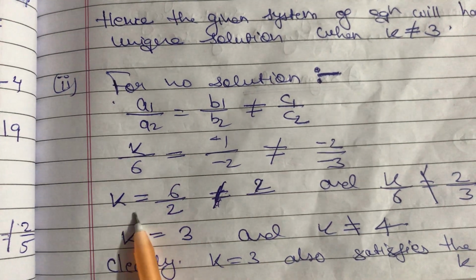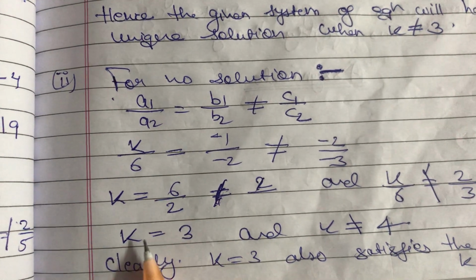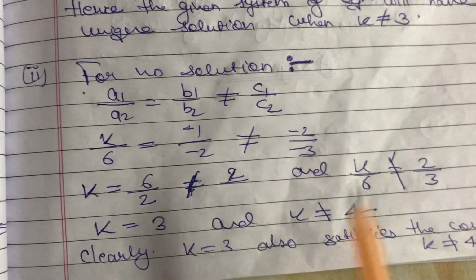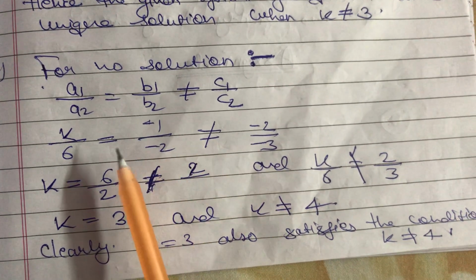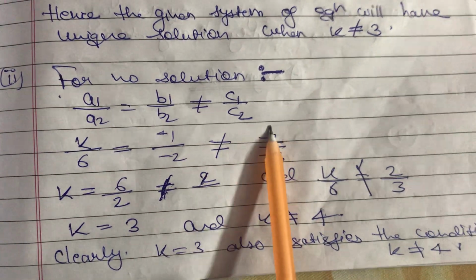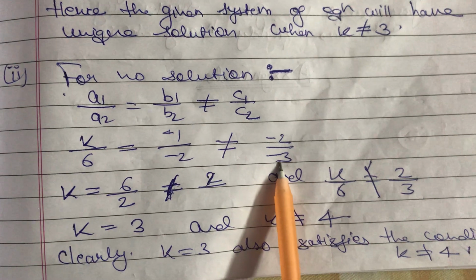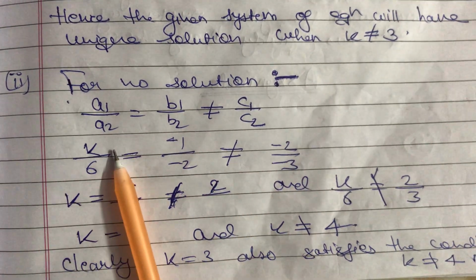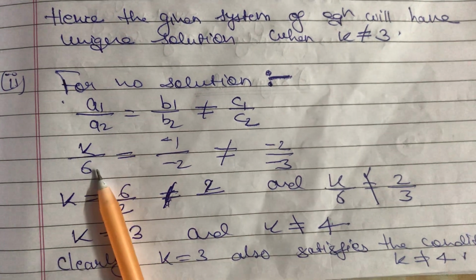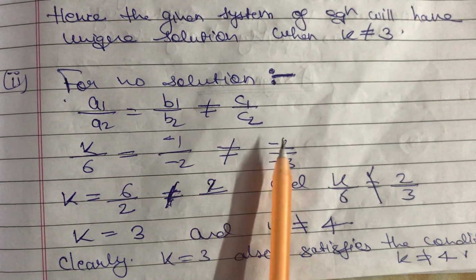From there I can get the value of k equals 6 by 2, which is k equals 3. This is my condition number 1. The second part is, I can say that k by 6 is not equal to minus 2 by 3. Minus minus will cancel out, so this is also not equal to this. So I can say that k by 6 is not equal to 2 by 3.